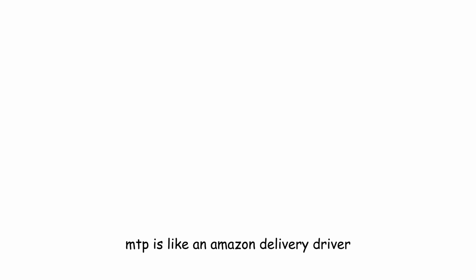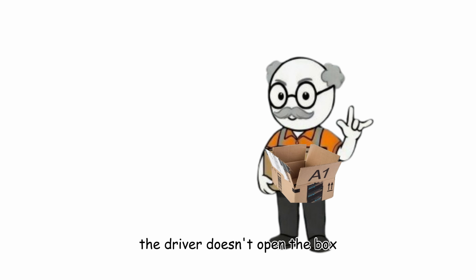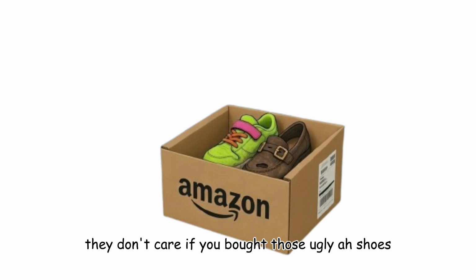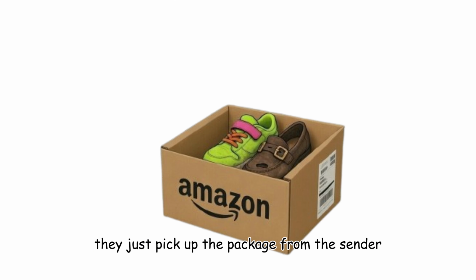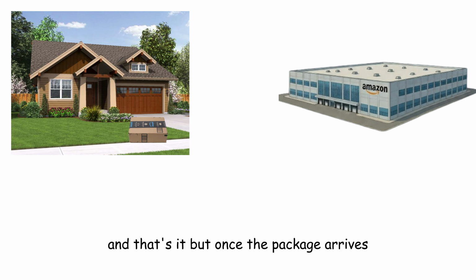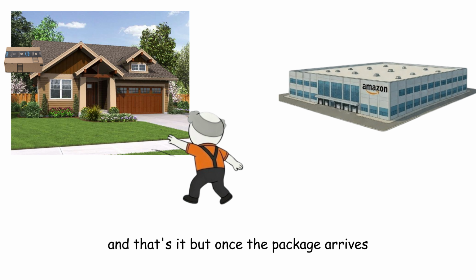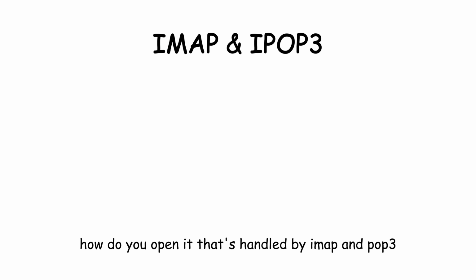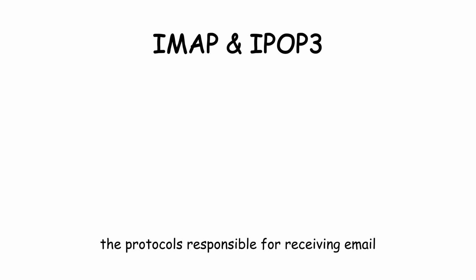SMTP is like an Amazon delivery driver. The driver doesn't open the box, read what's inside, or decide what you ordered. They don't care if you bought those ugly shoes. They just pick up the package from the sender, deliver the package to the correct address, and that's it. But once the package arrives, how do you open it? That's handled by IMAP and POP3, the protocols responsible for receiving email.